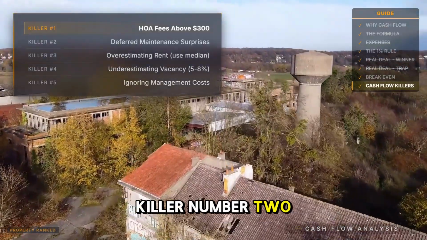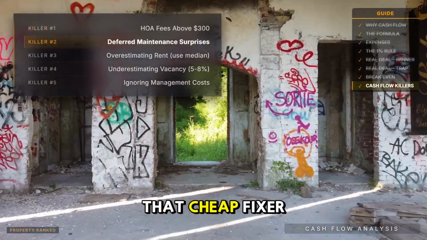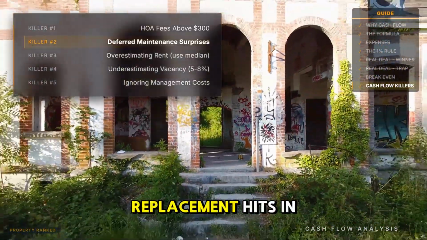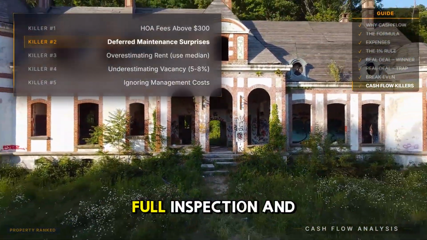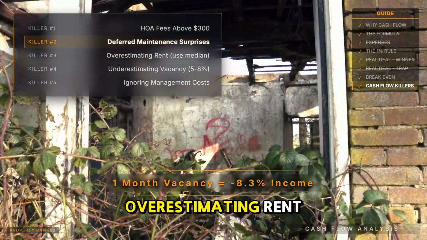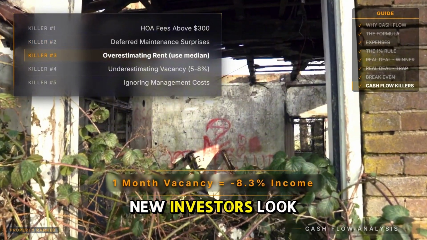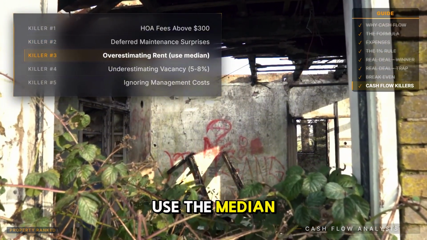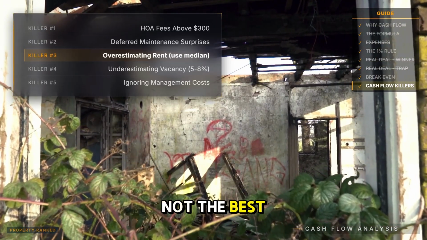Killer number 2, deferred maintenance. That cheap fixer-upper looks great on paper until the $12,000 roof replacement hits in year 2. Always get a full inspection and budget for major repairs. Killer number 3, overestimating rent. New investors look at the highest comparable rent and assume they will get it. Use the median rent for your analysis, not the best case.